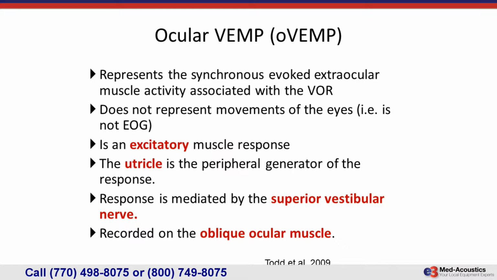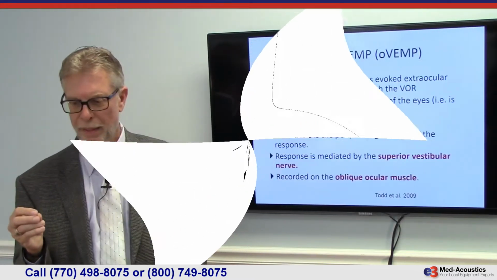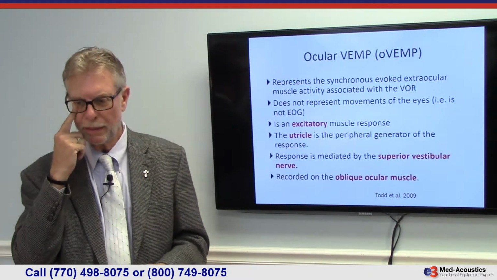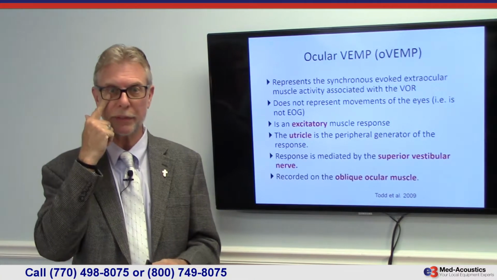And it is an excitatory response, unlike the C-VEMP. The C-VEMP, as you heard, was inhibitory. This is an excitatory response, like all the other responses, ABR, ECOGs that we're used to doing. And the end organ is actually the utricle instead of the saccule. And the response is mediated by the superior vestibular nerve versus the inferior, and it's recorded on the oblique ocular muscle right here under the eye.